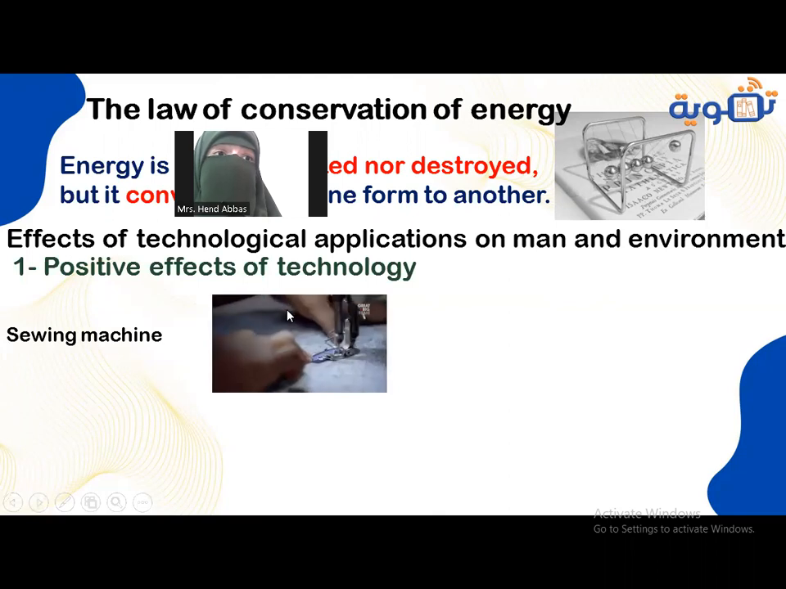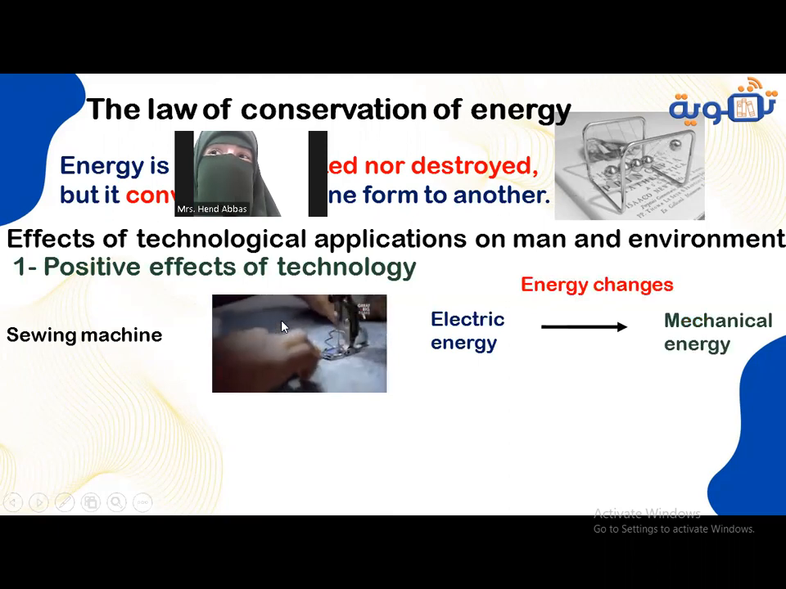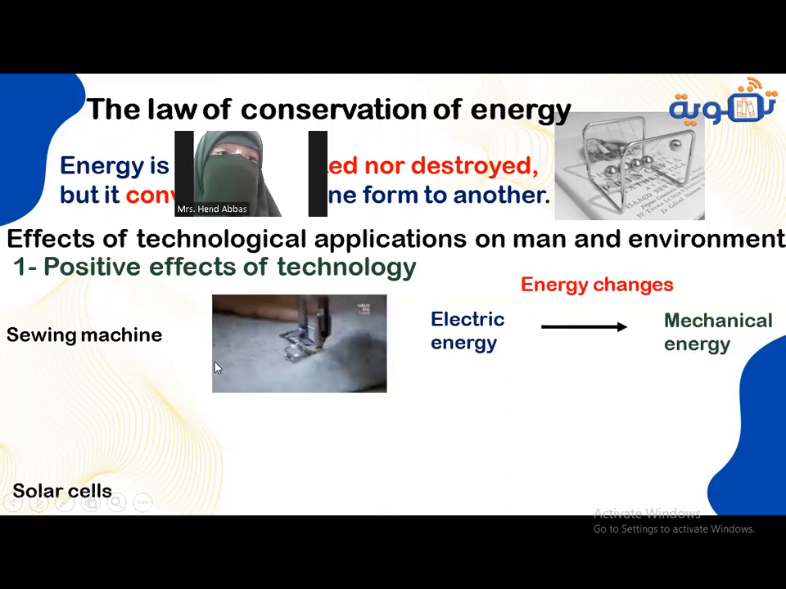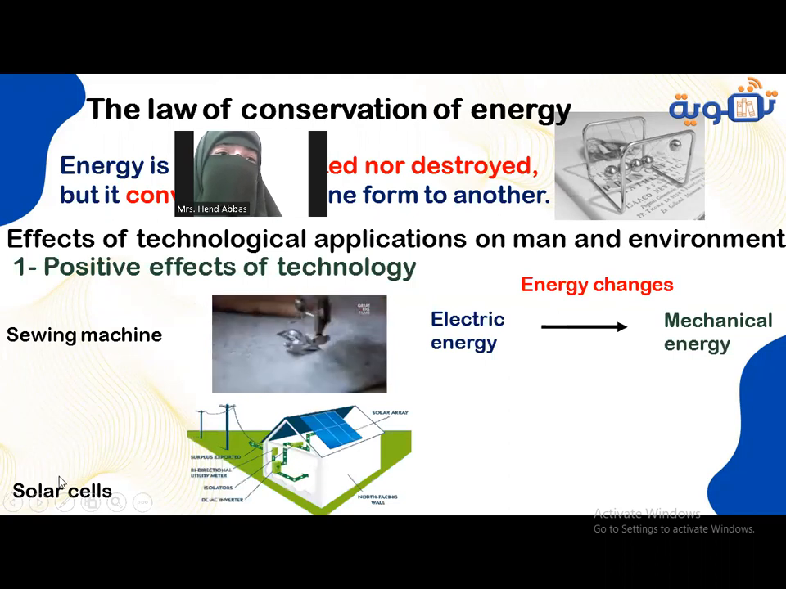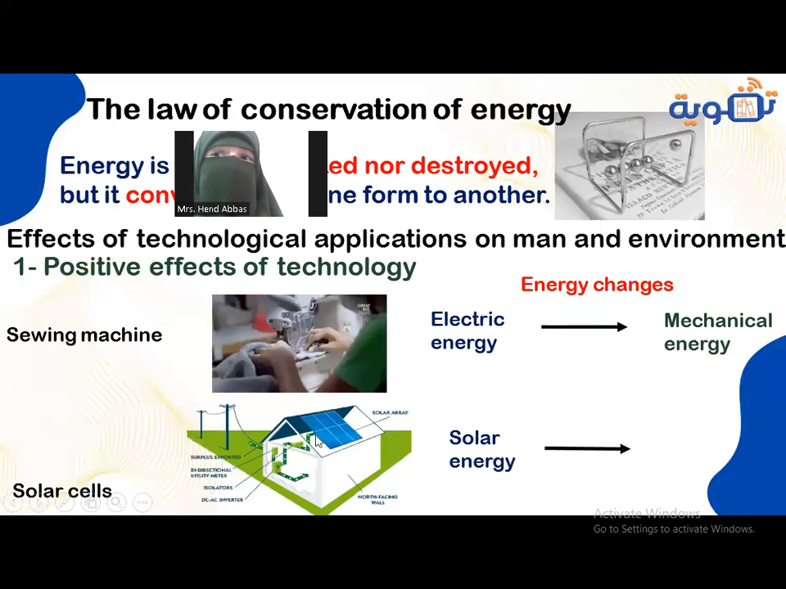We use energy transformation in making the sewing machine. The sewing machine changes electric energy into mechanical energy. The solar cells, what do they change? They change the energy from the sun, the solar energy, to electric energy.